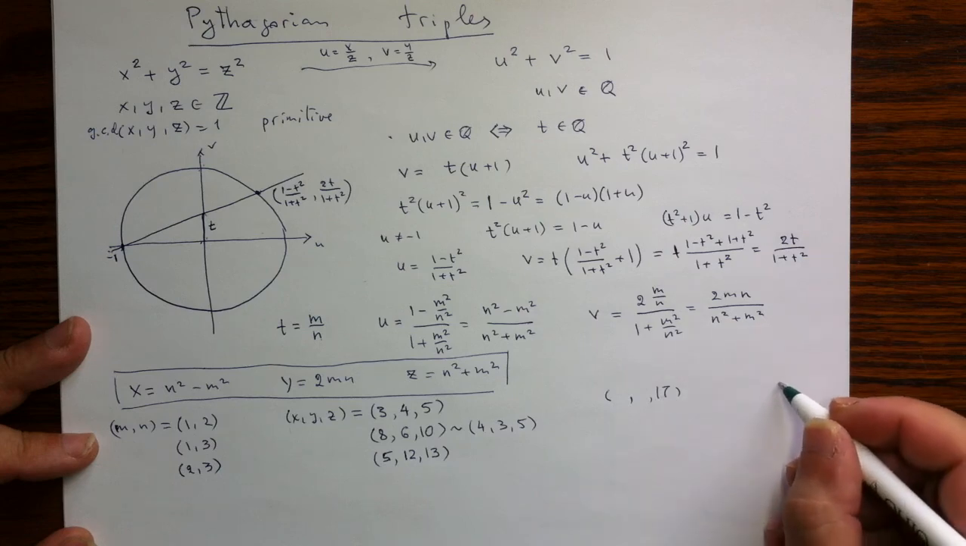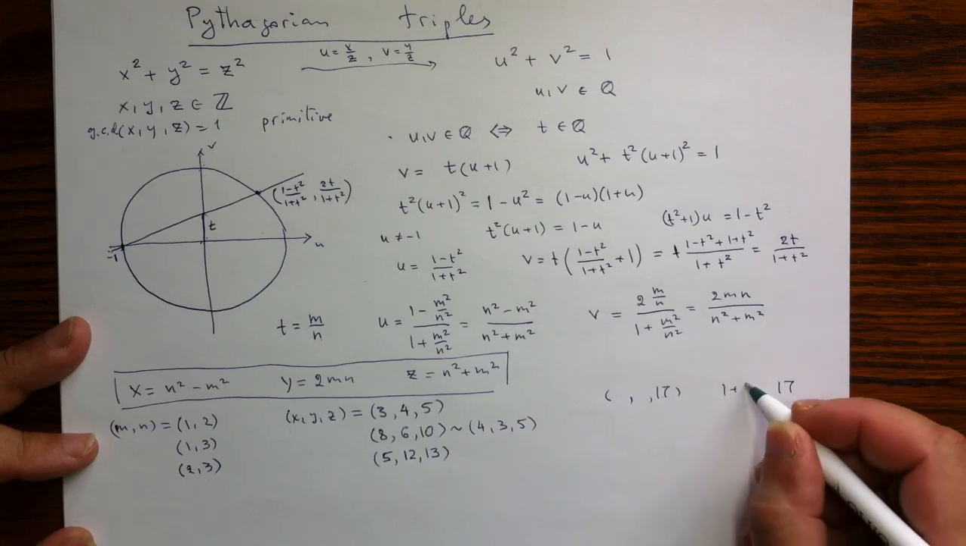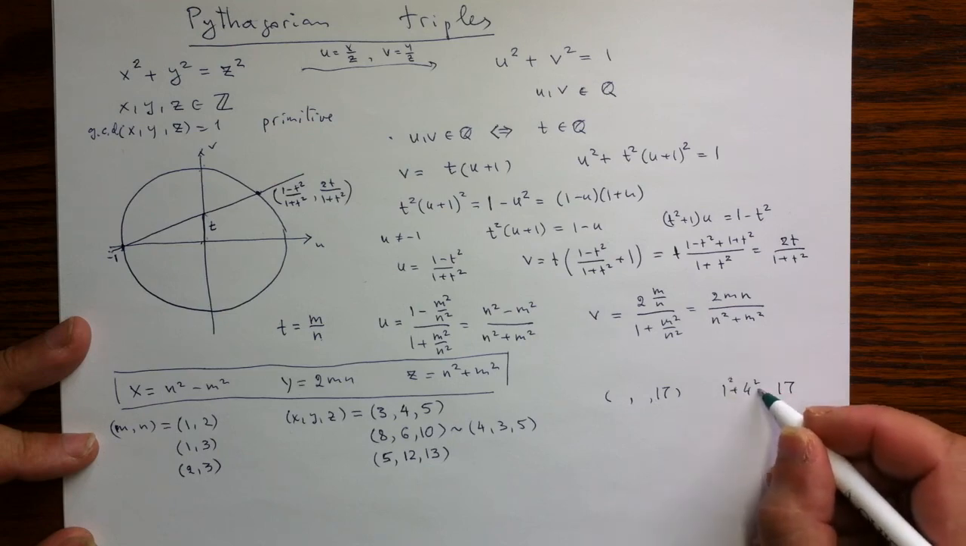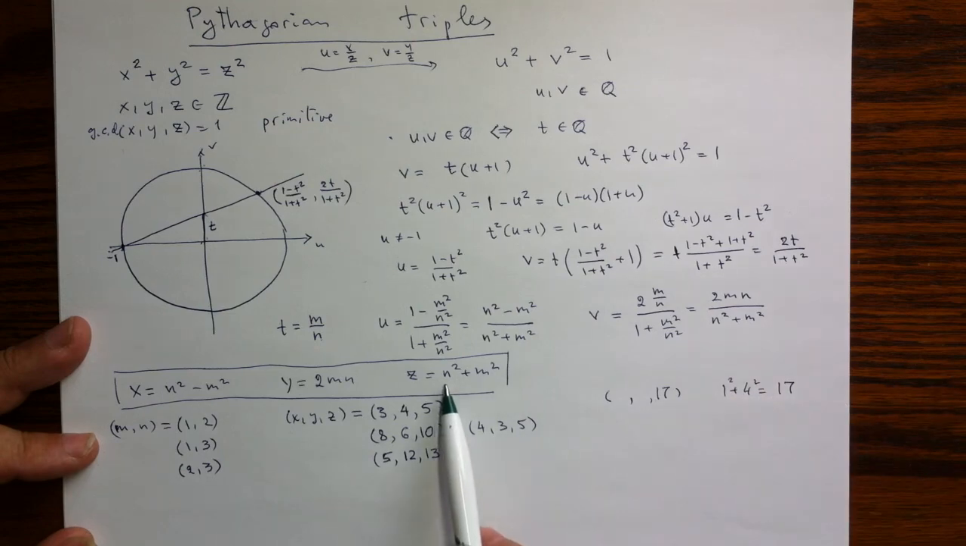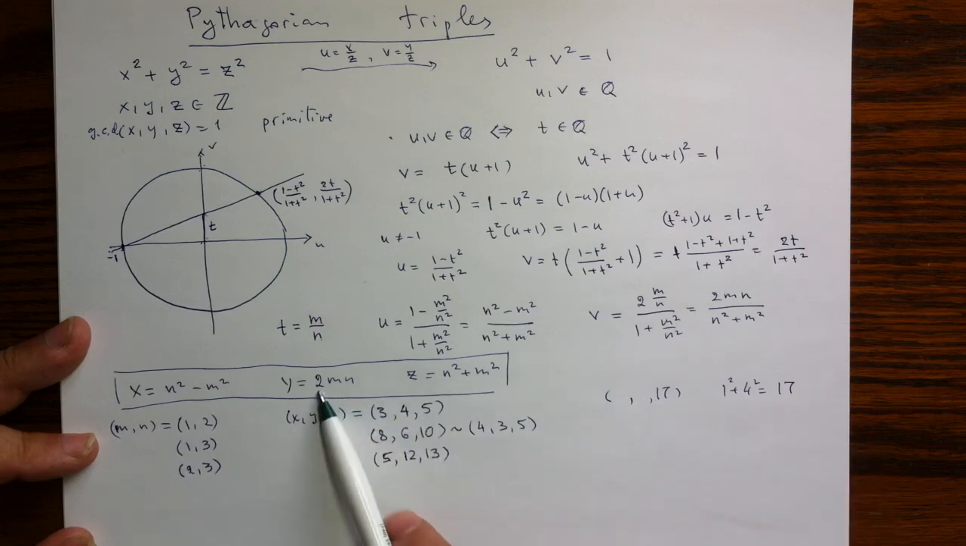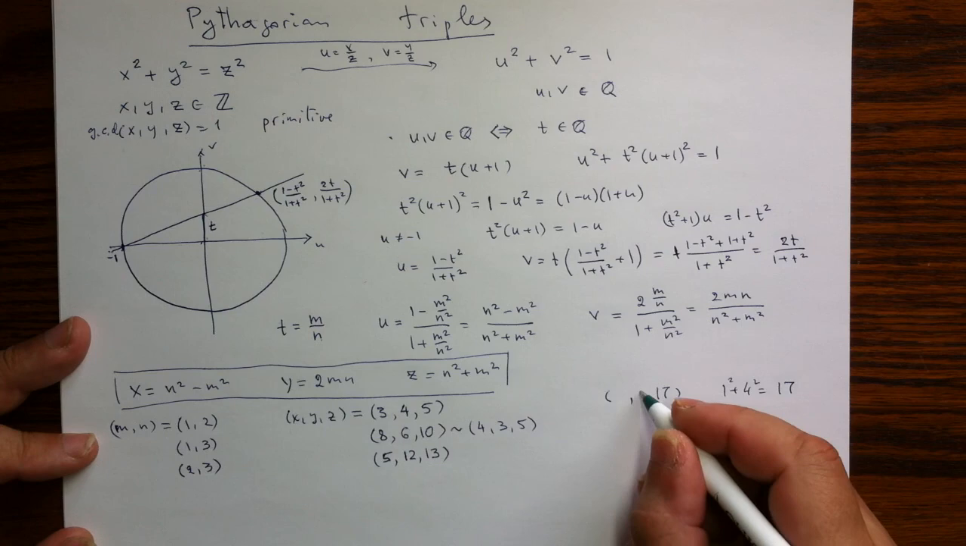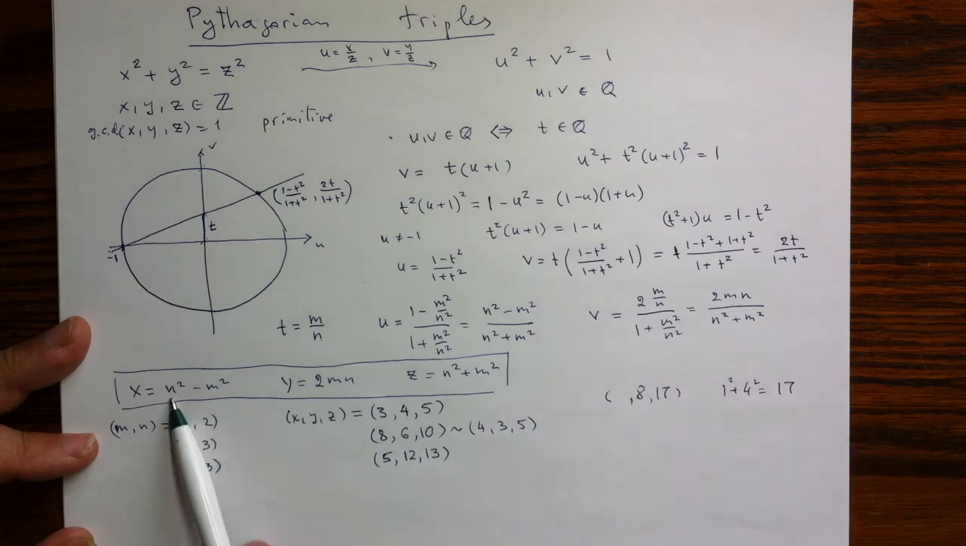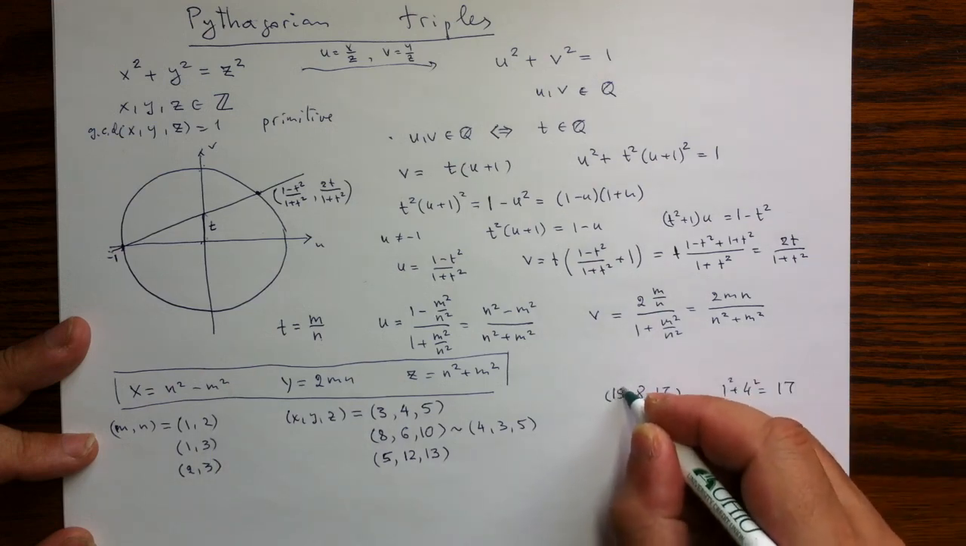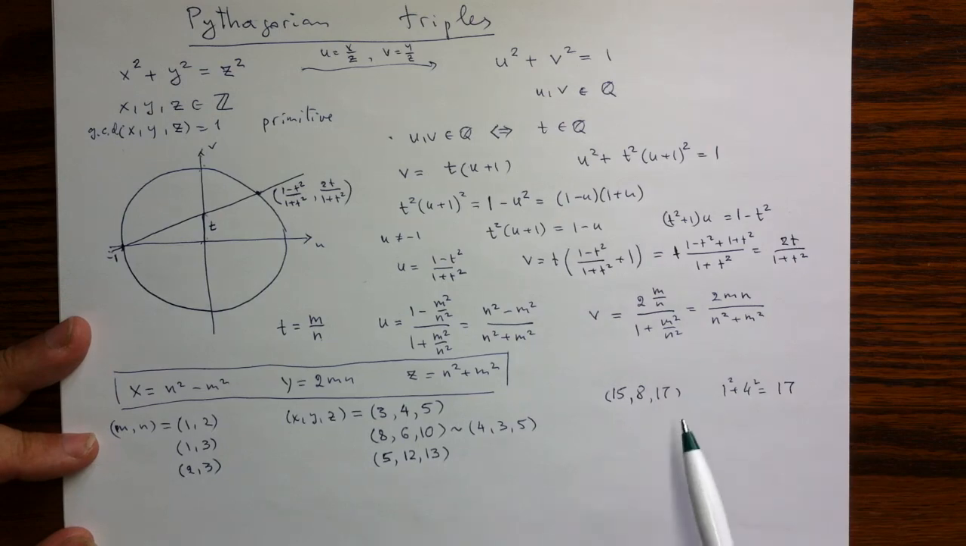17 can be written as 1 plus 4 squared, and so we can think of m and n as 1 and 4 and recompute the other two coordinates and have a Pythagorean triple. So the product of 1 and 4 and 2 is going to be 8, that is our y coordinate, and the difference of squares of 4 and 1 will be 15. And again, it's a primitive Pythagorean triple because, of course, the last coordinate is a prime number.